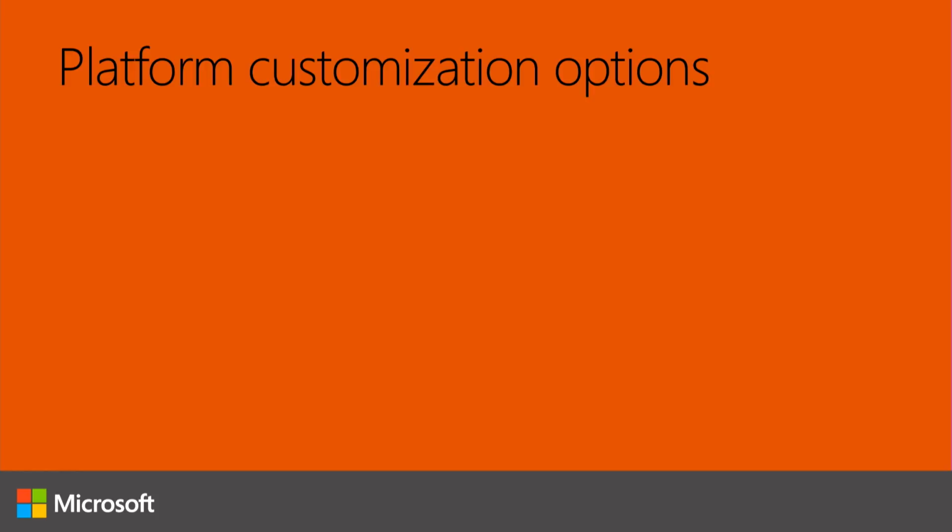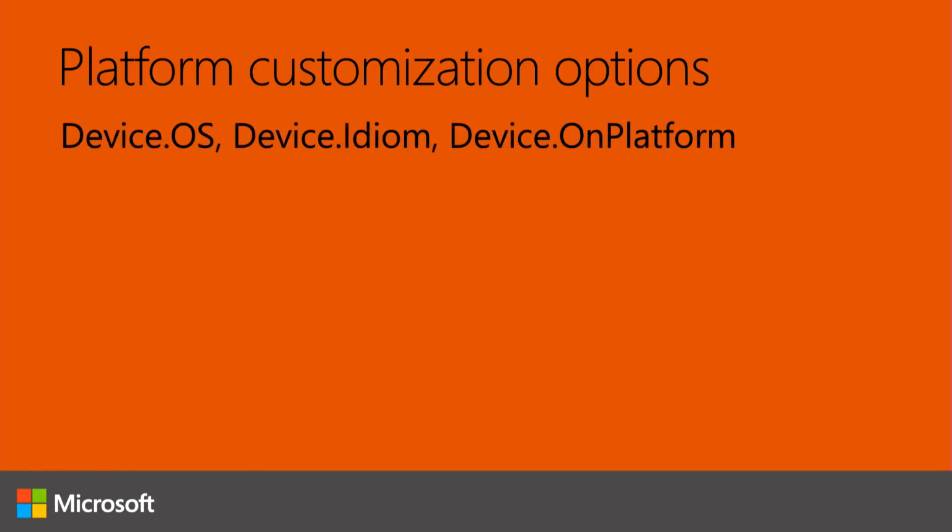But first I want to look at options that we've got for our platform customizations. How can we figure out what platform we're on and make decisions about which bits of code we want to run and what considerations do we need to make in doing that? So the first thing we'll look at is device.os, device.idiom, device.onPlatform, 3 ways of figuring out what platform we're running on.